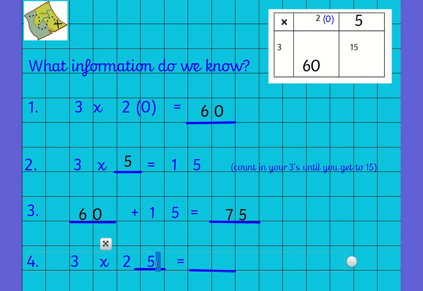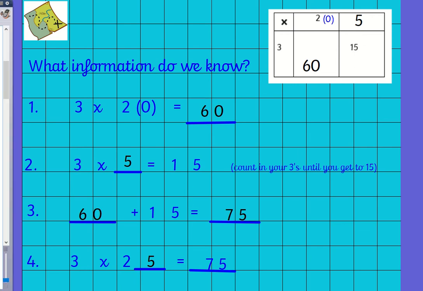25, oh, wrong colour again, but never mind, equals 75. There we go. So there we go. This is all information that we've worked out together. So we've built all this based on what we've learned from the grid, okay? So the grid has given us some information.